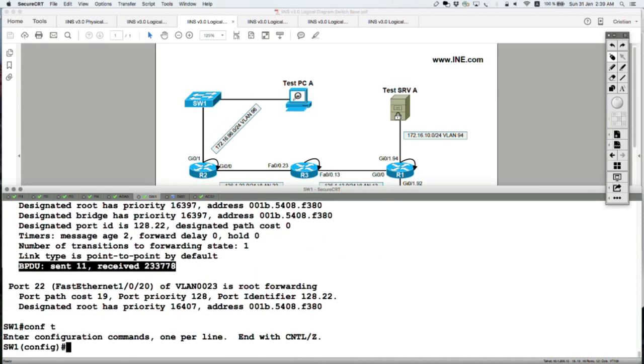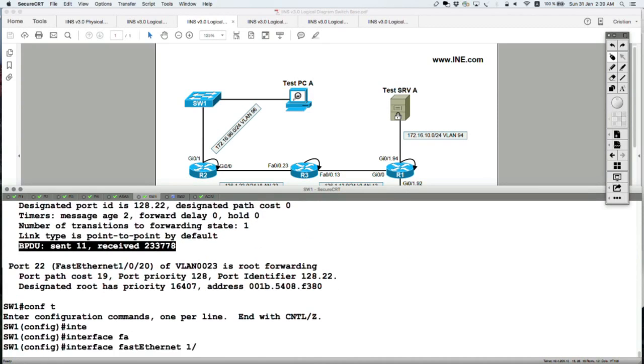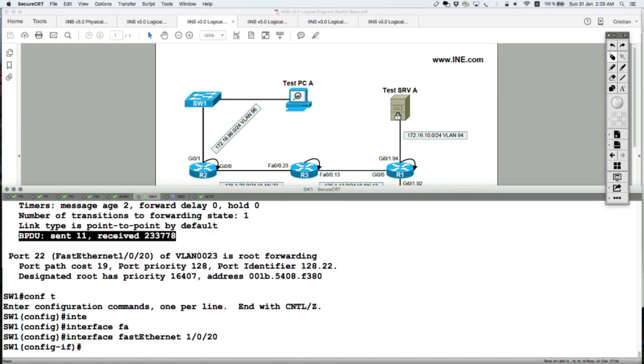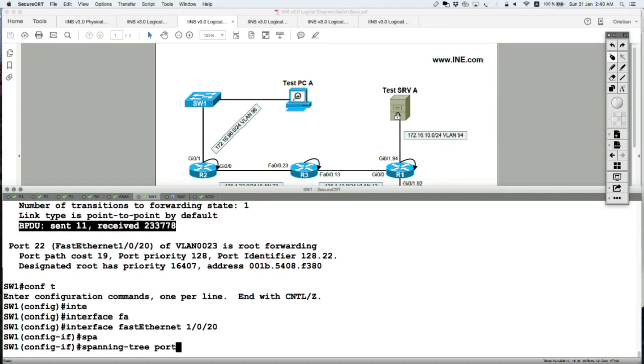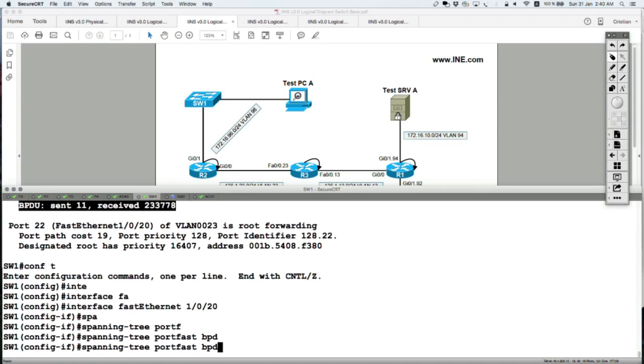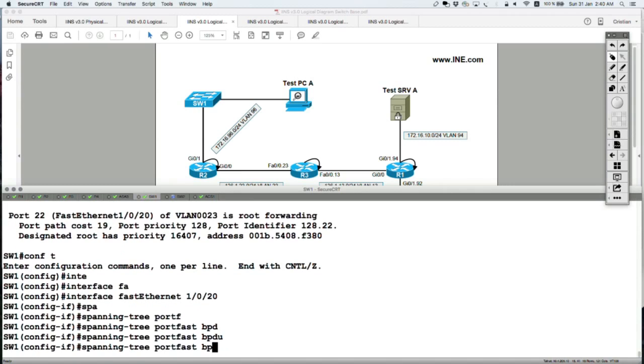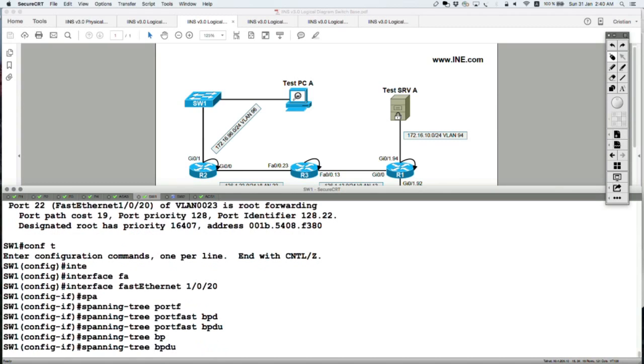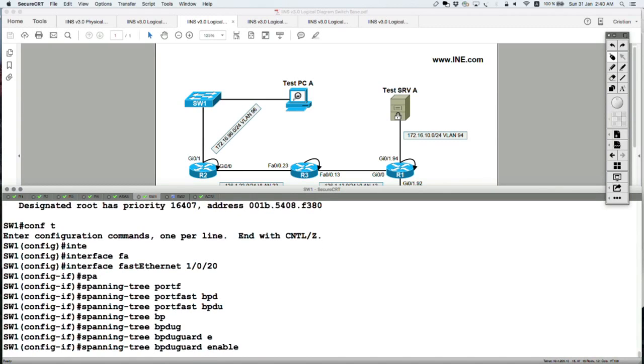Let's consider that, for example, port 10/20 is a port facing users, and I want to enable this feature to make sure that nobody is able to connect a switch on that port. If one is connected, I'm going to put the port instantly into a disabled state. So spanning-tree portfast, spanning-tree bpduguard. Not that, that's a global command. I'm going to enable it at the port level. There we go.